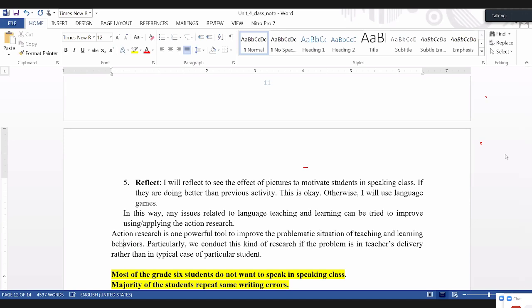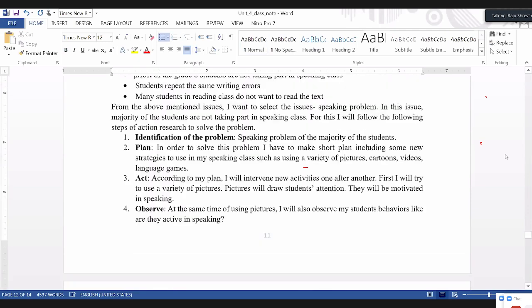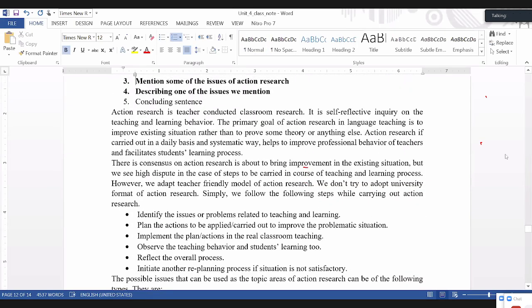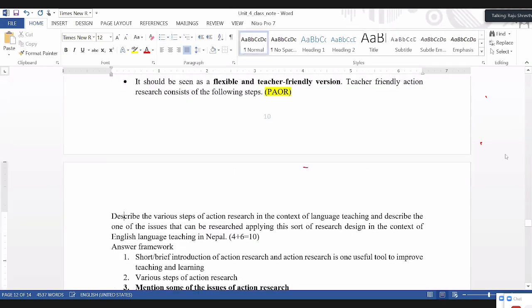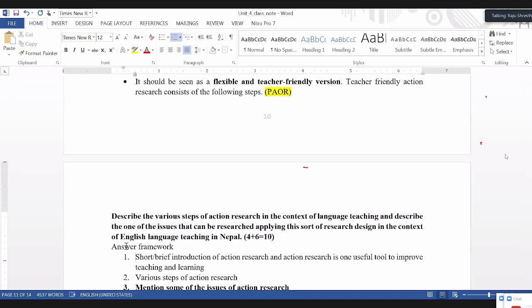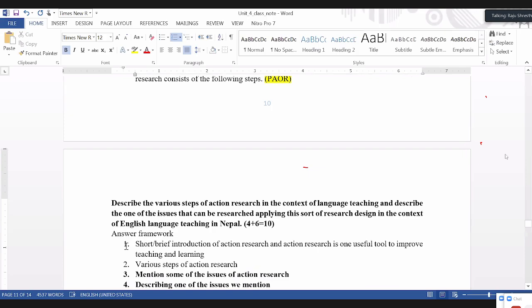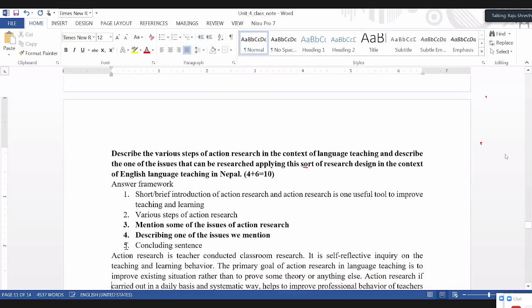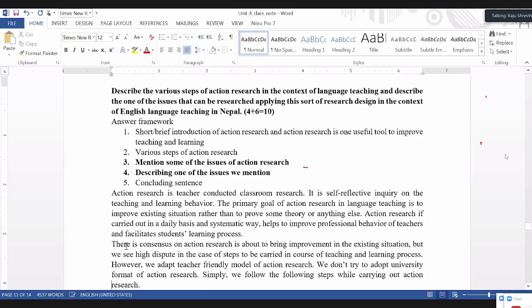So this is the sample answer. Okay, in this way, you have also some experiences, and you just mix your experience and ideas here and prepare one sample answer of this question.